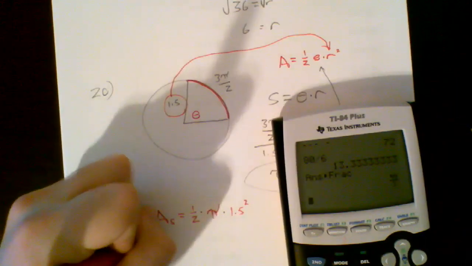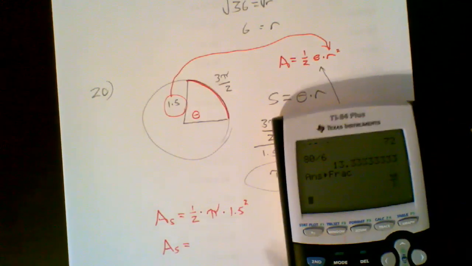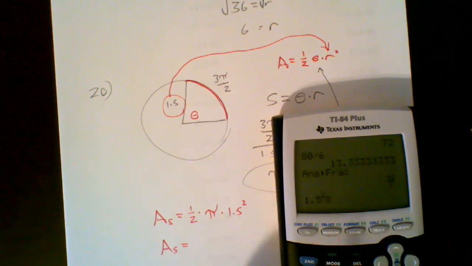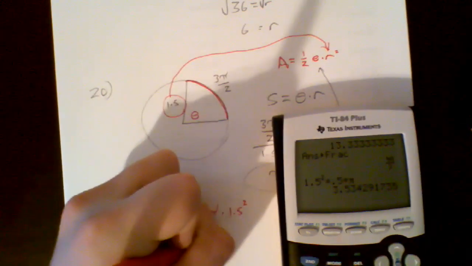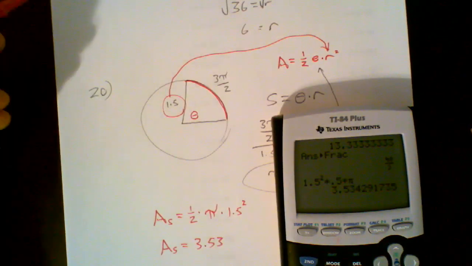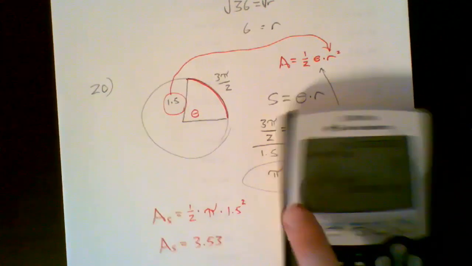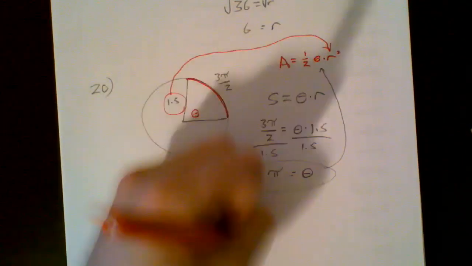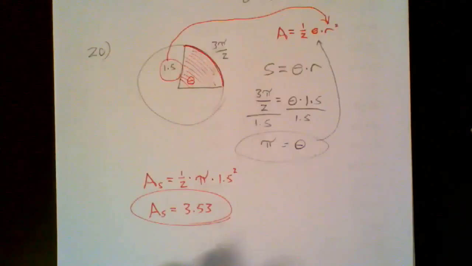This can be an ugly decimal. We can get a decimal, or we can live in terms of pi. I'd be okay with either one. 1.5 squared times 0.5 times pi, multiply all that together, that gives us 3.53. Do we have a unit on this one? No. All right, so that is our final answer. The area of this sector, this piece of the circle, is equal to 3.53.